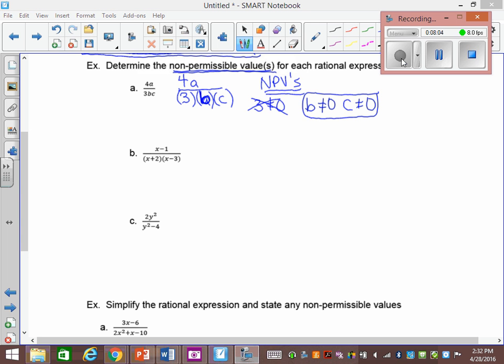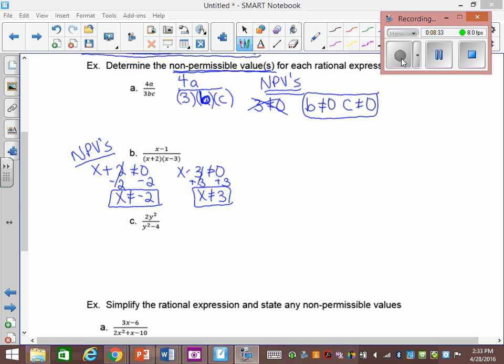Okay, for part B, we have x plus 2 and x minus 3. So you can say, hey, it can't be negative 2 or 3. Or you can go x plus 2, non-permissible values. X plus 2 can't equal 0. Subtract 2. X can't equal negative 2. Or x minus 3 can't equal 0. Add 3. X can't equal 3. And then you put them together. X can't equal negative 2 or 3.